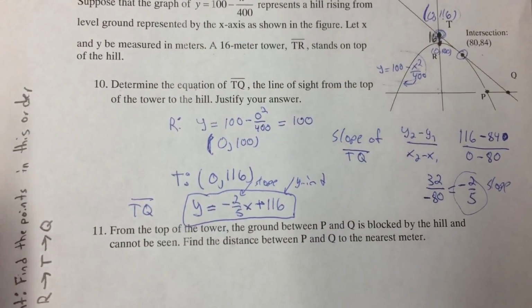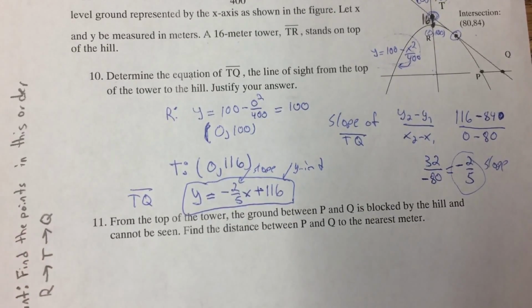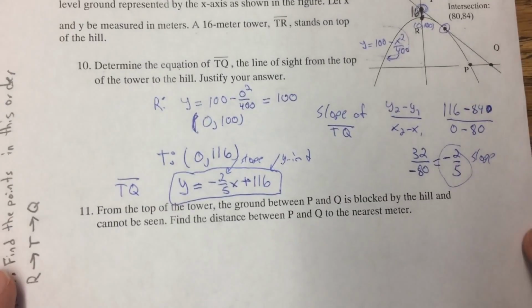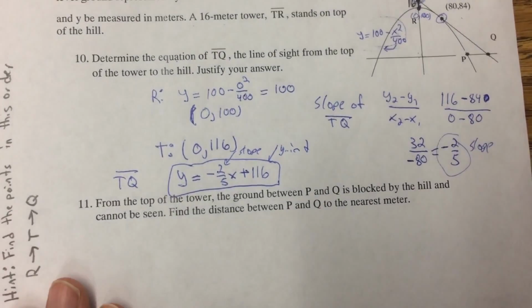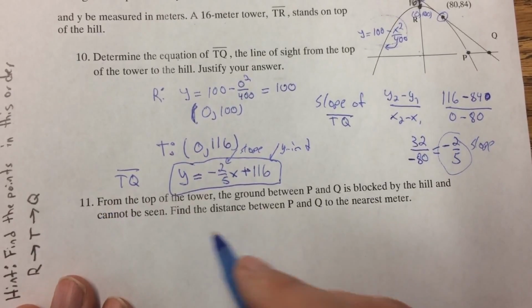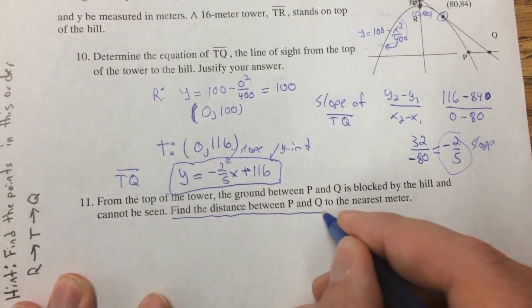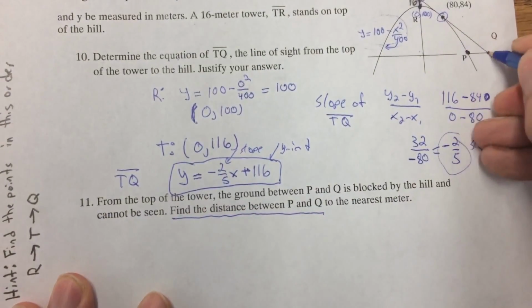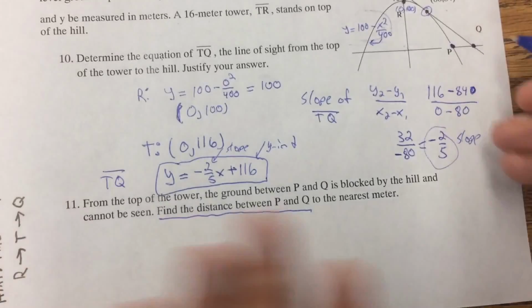Again, if you didn't get number 10, I would pause the video and use number 10 to help you get number 11. Really try to do some problem solving and don't come back to the video until you've exhausted it. Okay, so number 11, it's asking us to find the distance between P and Q. So here's P, here's Q. We want to find that distance.